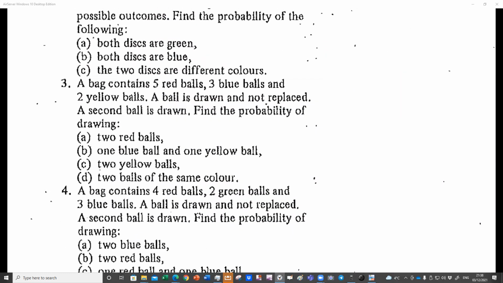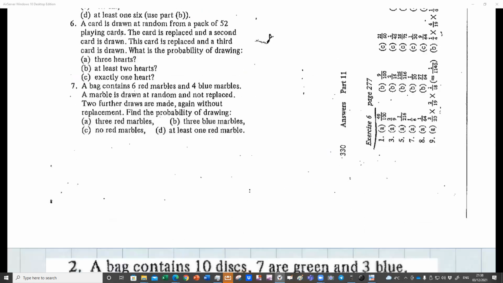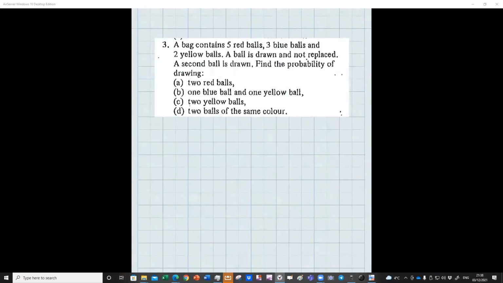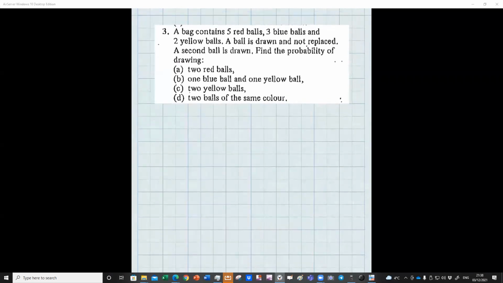Okay, question for you guys. Question number 3, everybody have a go. It's got 5 red, 3 blue, and 2 yellows. Oh, okay.